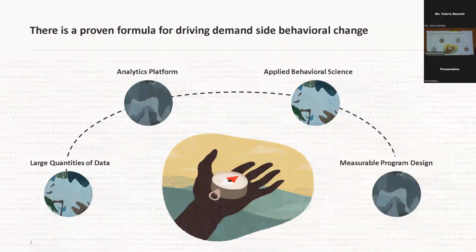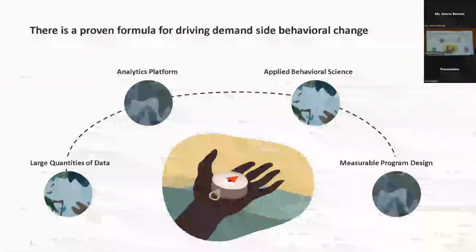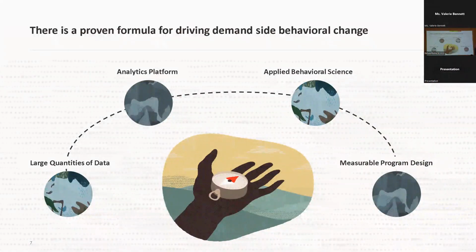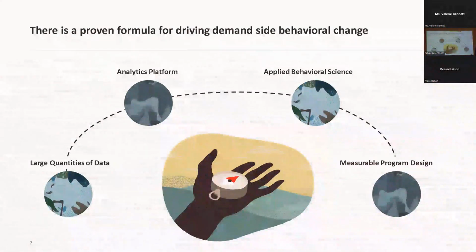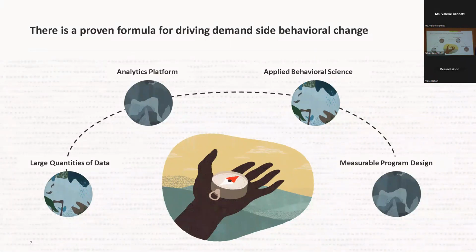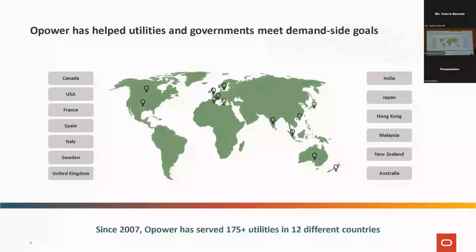I also mentioned about 5 minutes ago that I'm here on behalf of the O-Power platform specifically. At O-Power, we've been working on not just figuring out what this formula looks like, but trying to optimize it for over a decade now. And I want to talk a little bit about our experience in this space. We've had the privilege since 2007 of serving over 175 utilities in 12 different countries, including notably our host country of France and the country of our hosts, Japan.